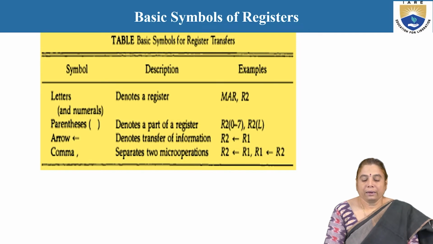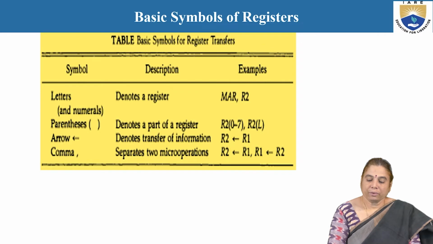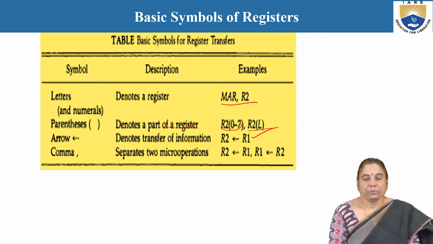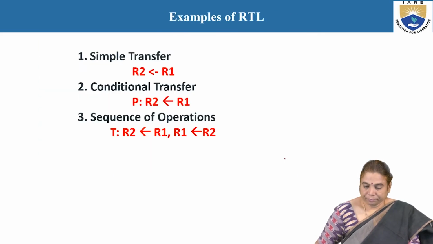And in the RTL, the basic symbols that are generally used are: letters, which are used to denote a register, MAR, R2, like this. Parenthesis, to denote a part of a register, R2 0 to 7 bits, R2L, the lower byte of the register. Arrow is used to denote the data transfer of information. Comma is used to separate two micro operations. How can they be used in the RTL?